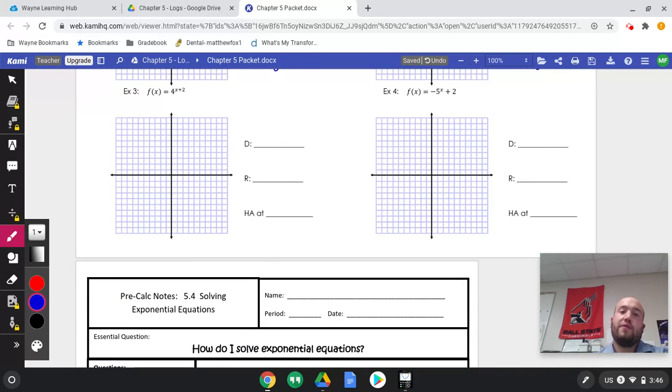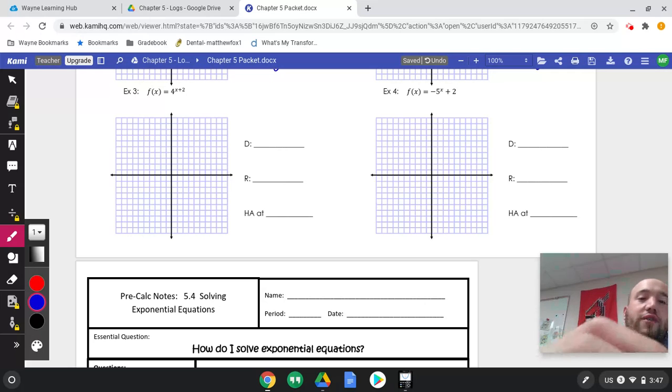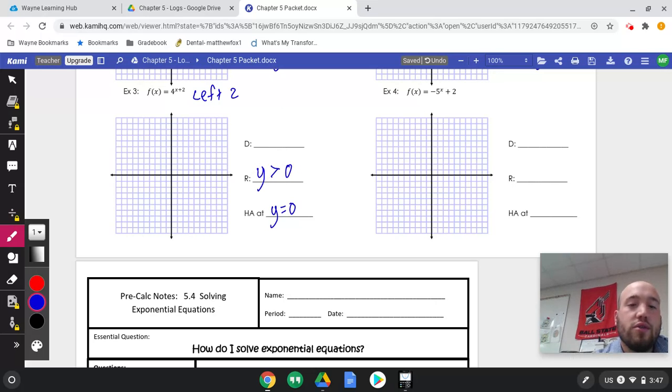This next one, 4 to the x plus 2. So it doesn't shift up or down. However, it does shift left 2. So if it doesn't shift up or down, that means it's still going to be y equals 0 as our horizontal asymptote, which means y will still be greater than 0. As always, the domain is all reals.